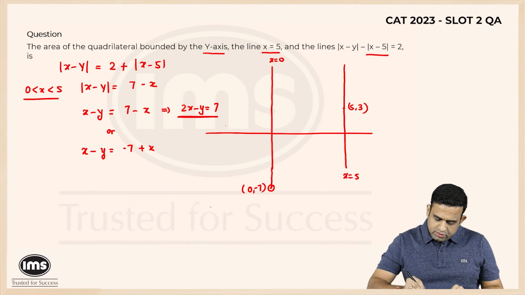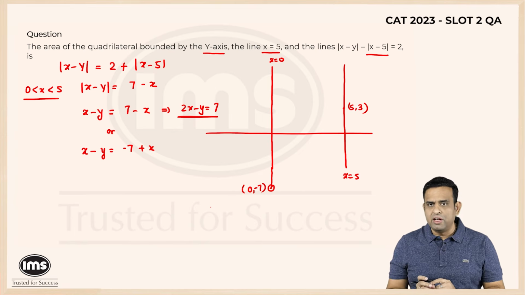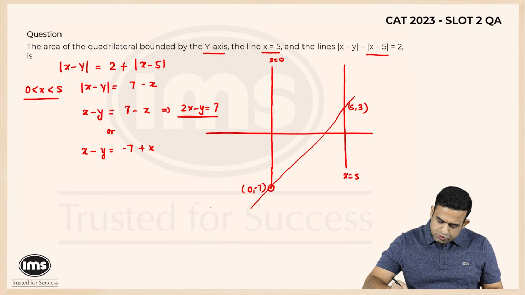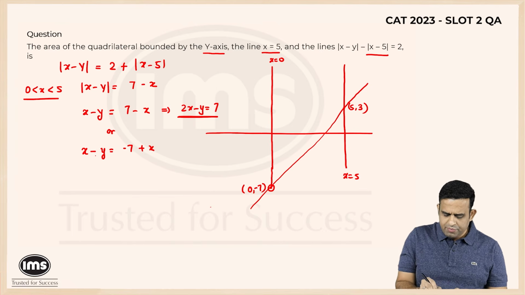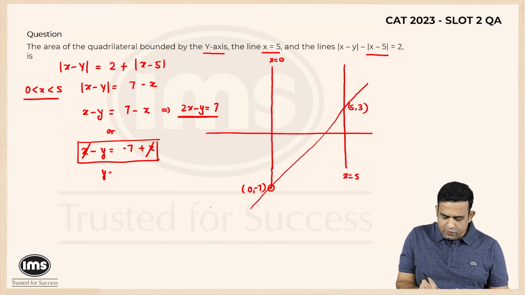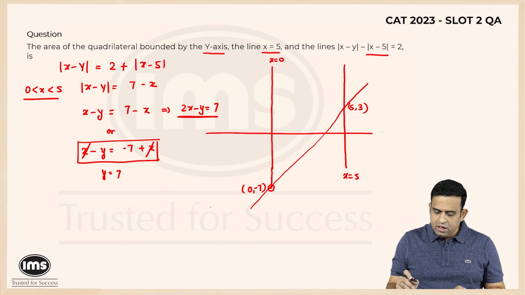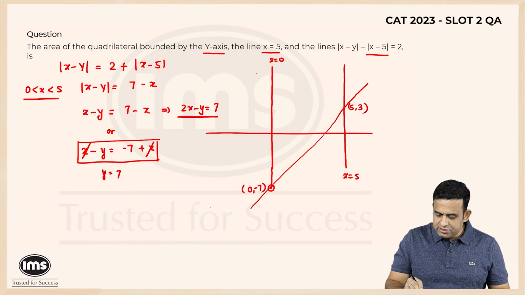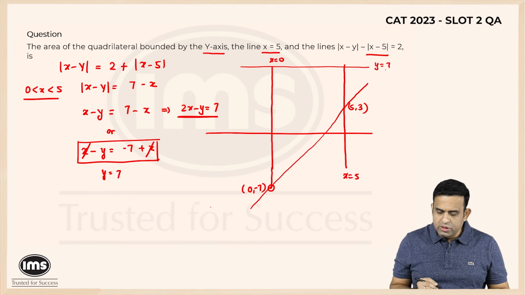So in short, 2x minus y equal to 7 will be a straight line which is going to look like this. And please note, as I told you, I'm only concerned about the portion between x equals 0 and x equals 5. Over here, x will get cancelled out and we basically get y equal to 7. Now y equal to 7 is going to be a straight line parallel to the x-axis. So this is y equals 7.